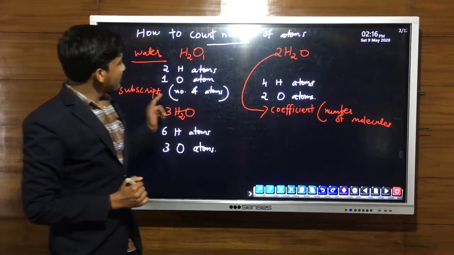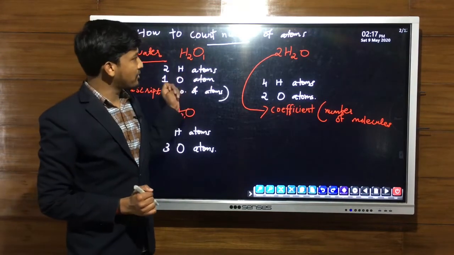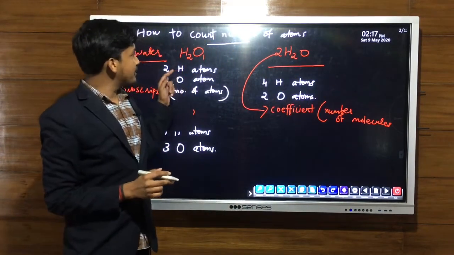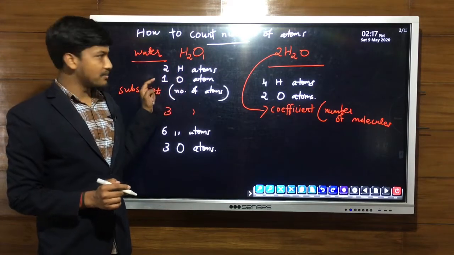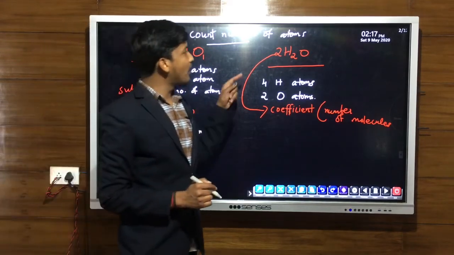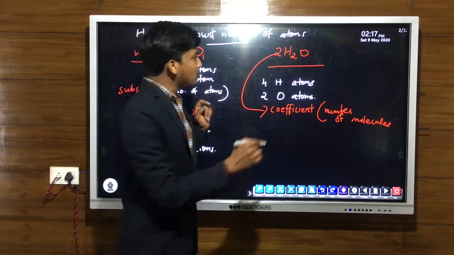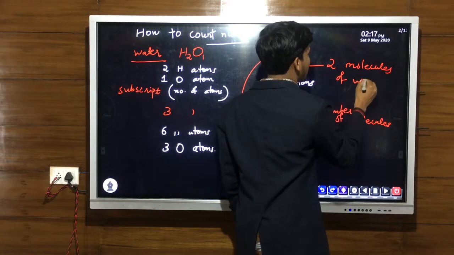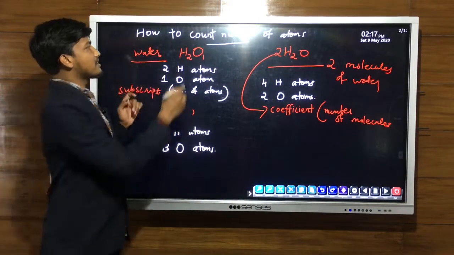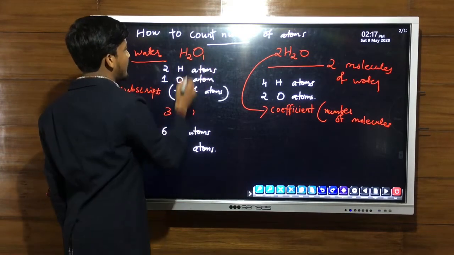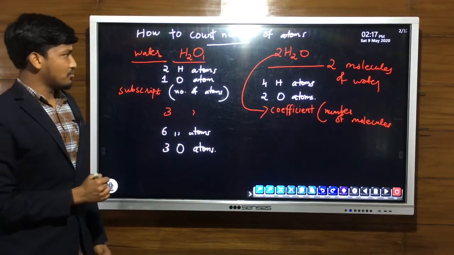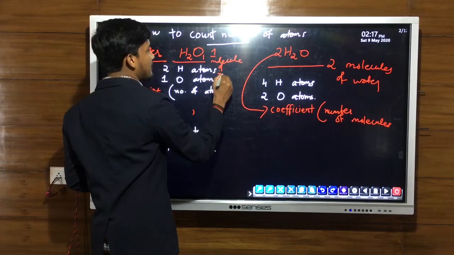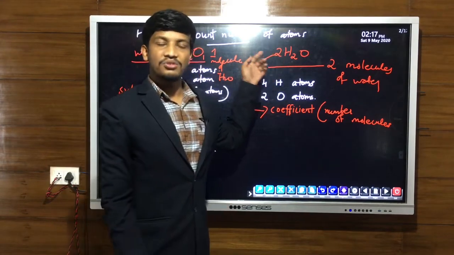Now, the second case. We will consider the same compound H2O only, but it is not H2O now, it is 2H2O. We have seen that in H2O, there are 2 hydrogen atoms and 1 oxygen atom. Now we are going to count how many atoms are present in 2H2O. 2H2O means 2 molecules of water. In the first case, it is H2O only, that is 1 molecule of H2O, 1 water molecule. In this case, 2H2O, there are 2 water molecules.